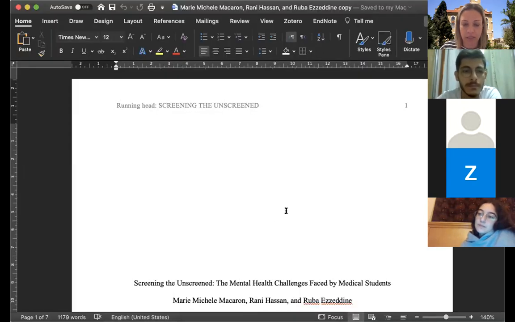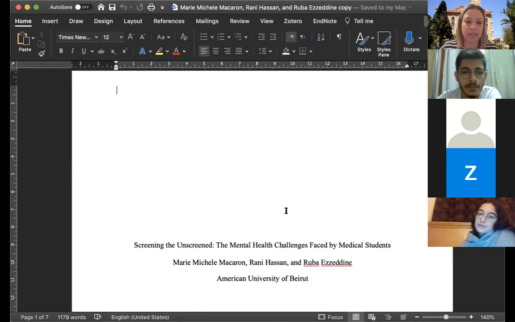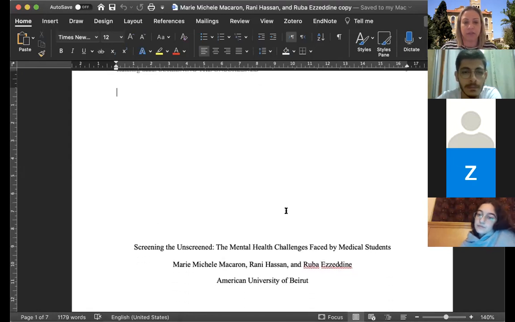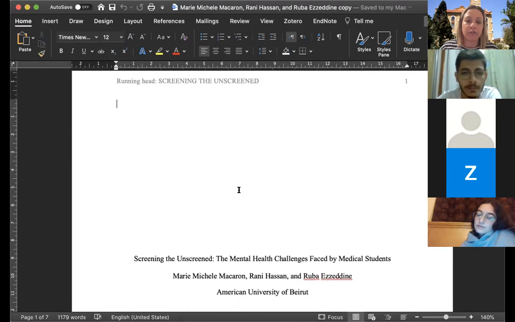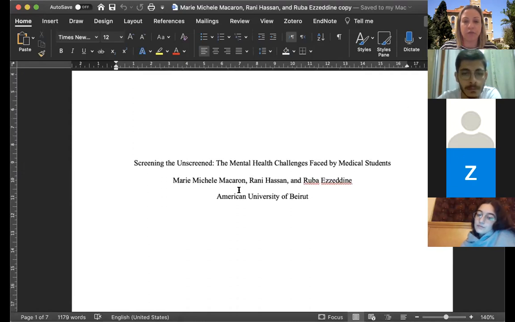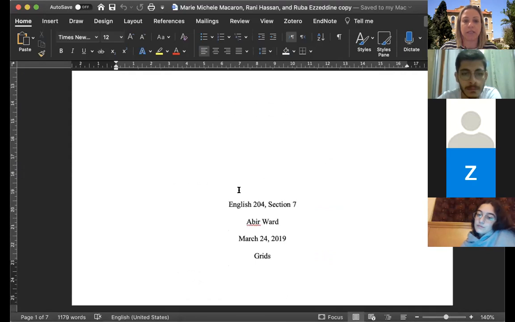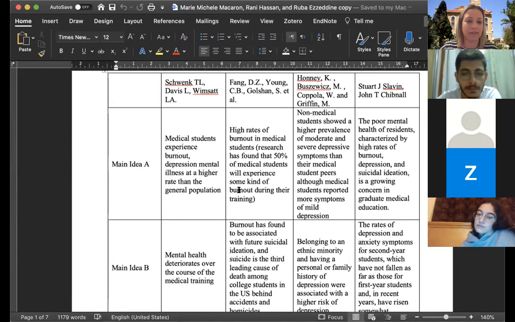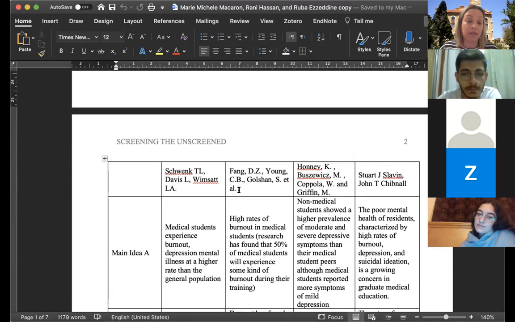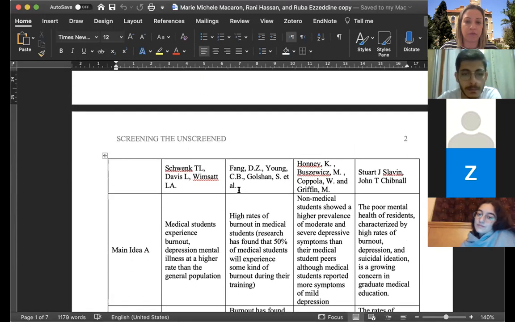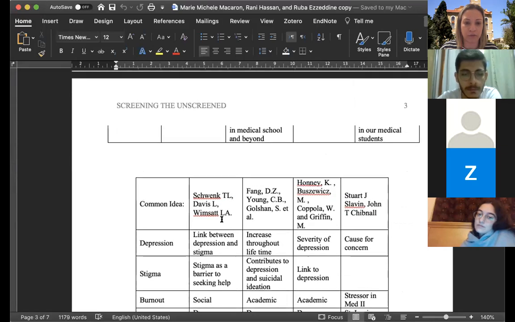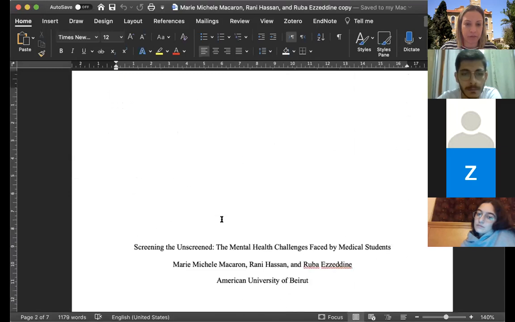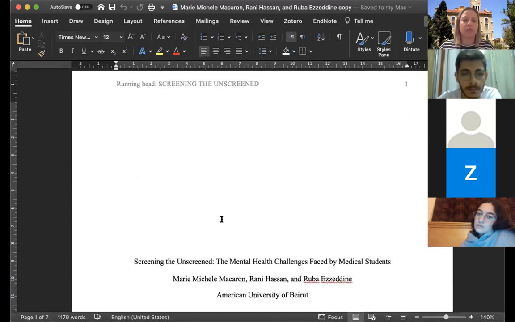Can you see this one over here that says screening the unscreened? Can you all see that? Yes. Great. So a literature review can look like a paper. Those guys, they're 3 students. They overdid it a little bit. I mean, they did use just 4 sources, or did they use 5? No, they used more sources than 4. 1, 2, 3, 4, 5, 6, 7. Yes, because they were 3. So this is how they did it.